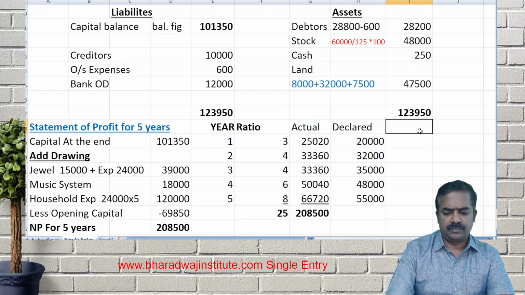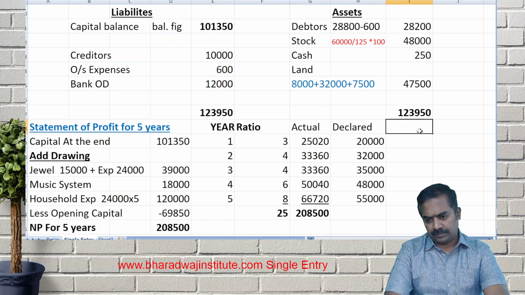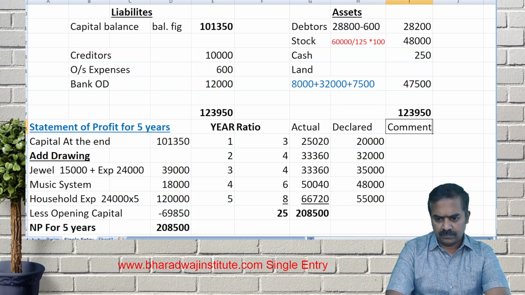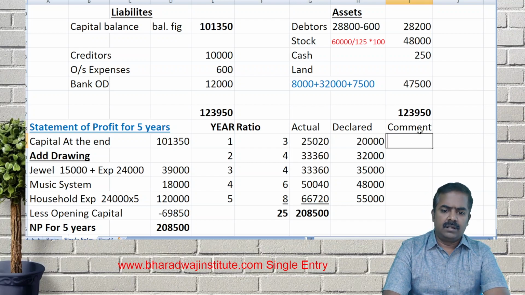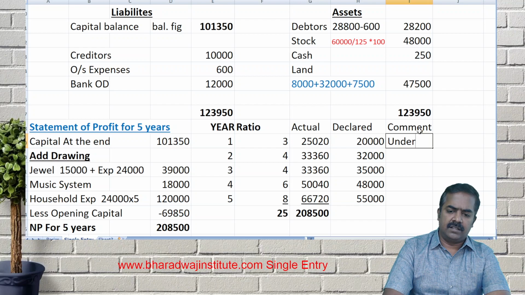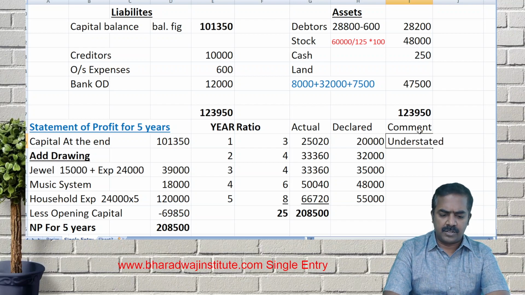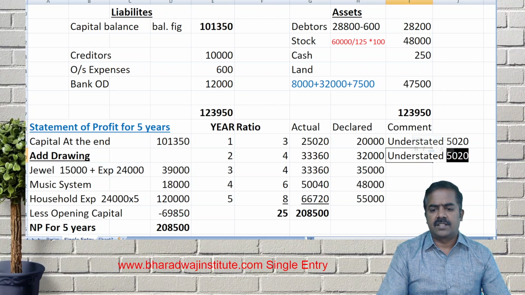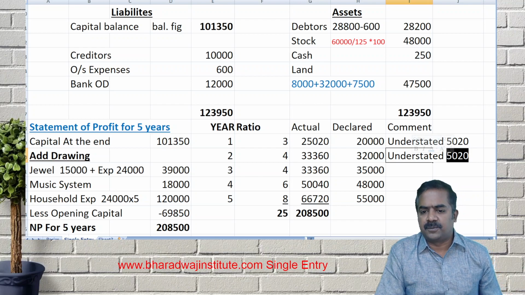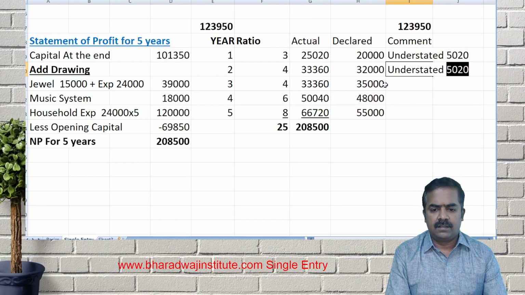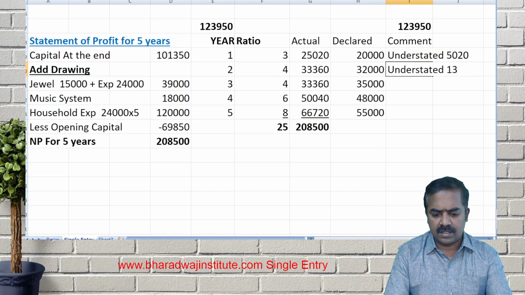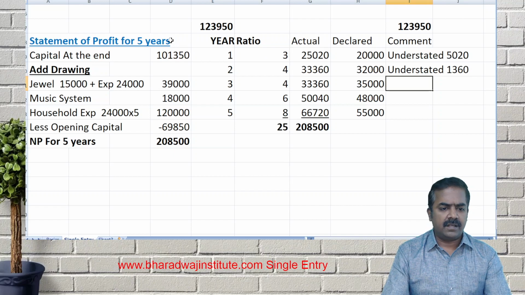Comment: profit is understated, by how much? 5020. Here also understated by the difference. Understated means you have stated a lesser profit. What is understated amount? 1360.